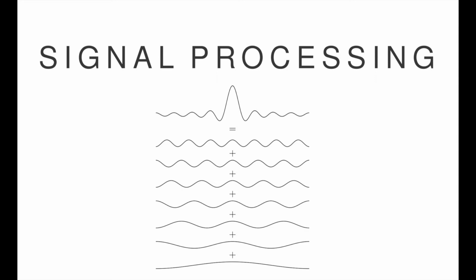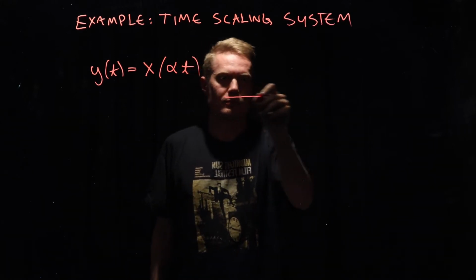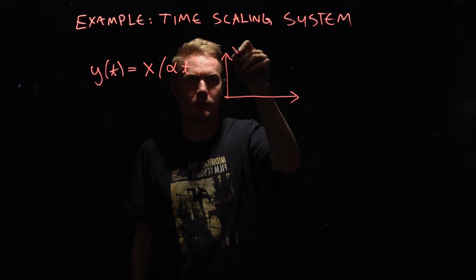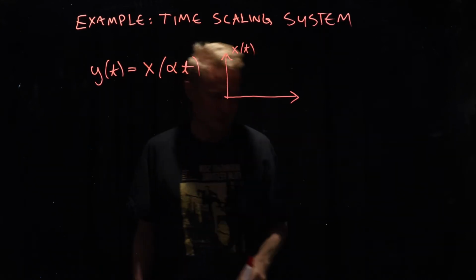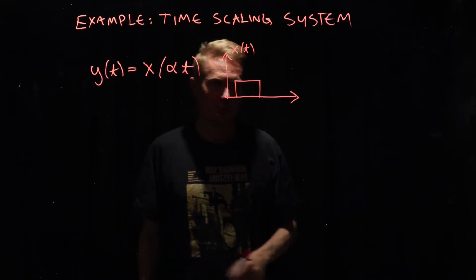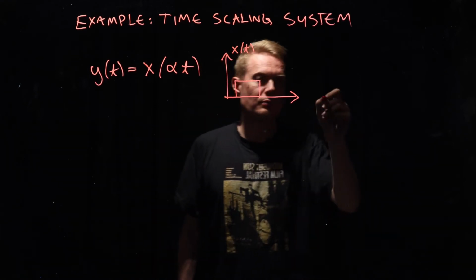Let's investigate the time invariance of a time scaling system. Okay, here's the formal definition. The output signal y of t is the input signal x of t, but the time t is scaled by a constant alpha. Okay, let's investigate what this system does to a signal by looking at a boxcar signal.